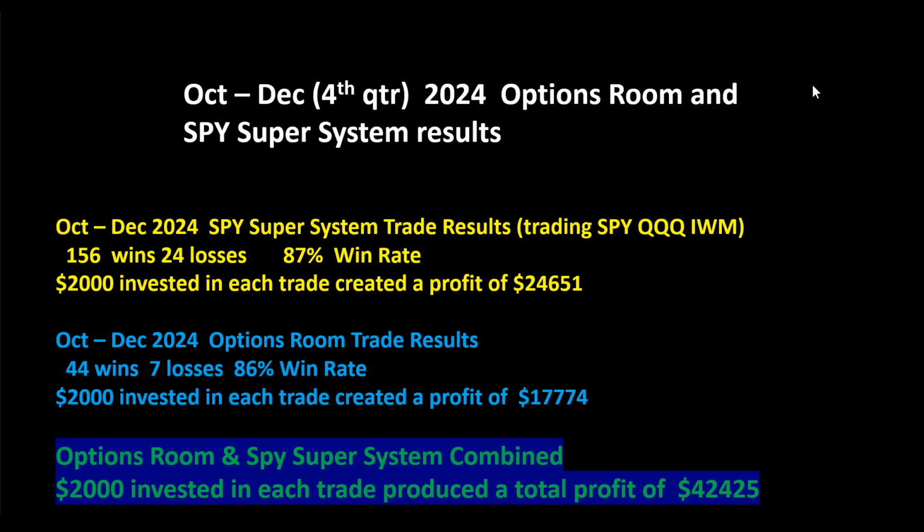And this just recaps the fourth quarter of 2024 with the options room and the SPY Super System. October to December, SPY Super System, 156 wins and 24 losses. That's a lot of trades, so you've got to be prepared to take a lot of trades, like I said, sometimes 2, 3, 4, 5 a day. And 2,000 invested in each one produced 24,651. October through December of 2024 in the options room, 44 wins, 7 losses, considerably fewer trades, 86% win rate, produced 17,774. So the combination of those produced 42,425.